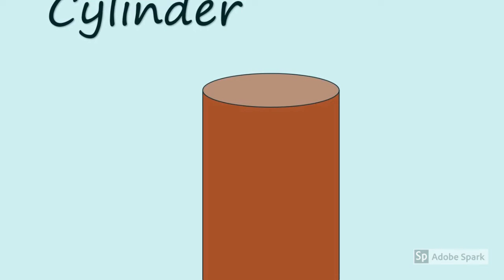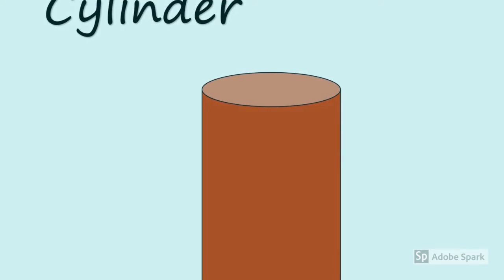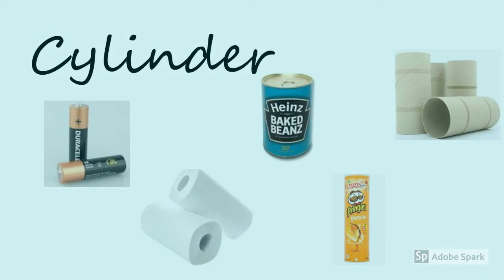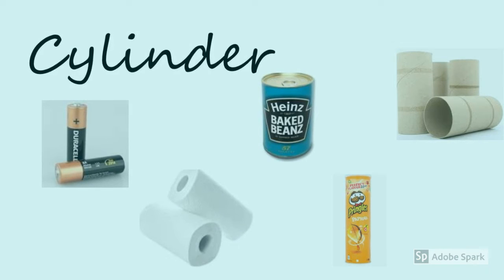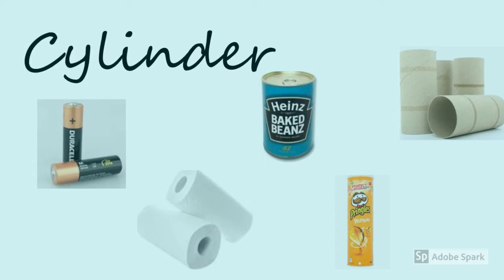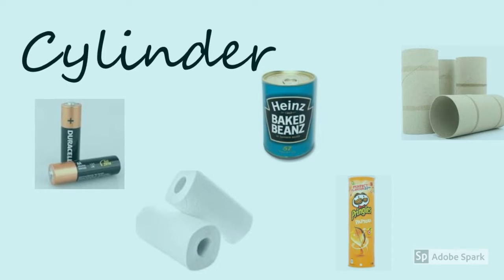A cylinder has two flat faces, which are circles, and one curved face. It can come in many different sizes. Do you recognize this shape? Yes, that's right. It is a cylinder. Cylinders can come in lots of different sizes. Rolling pin, spaghetti, Swiss rolls, they're all cylinders. Pause the video. Can you spot the cylinder?